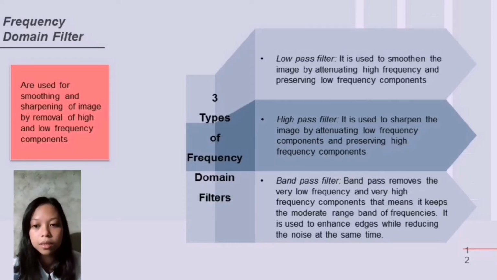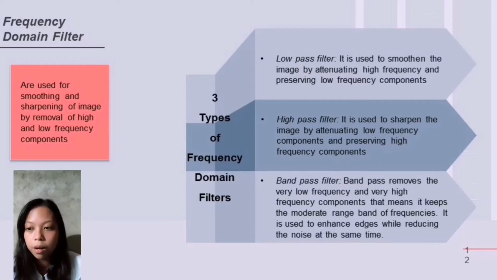Last is the band pass filter. Band pass removes the very low frequency and very high frequency components. That means it keeps the moderate range band of frequencies. It is used to enhance edges while reducing the noise at the same time.